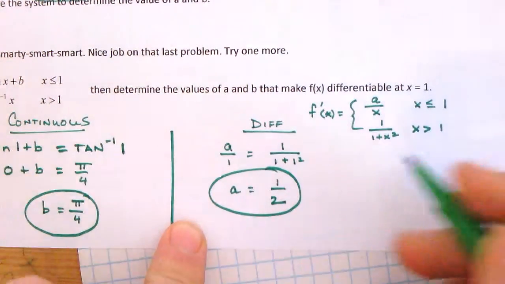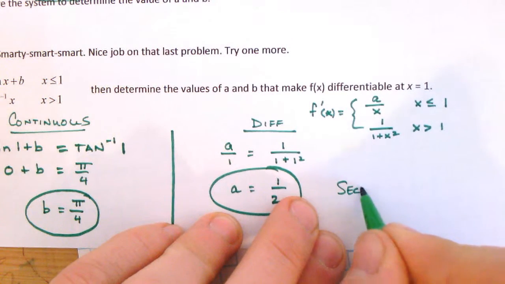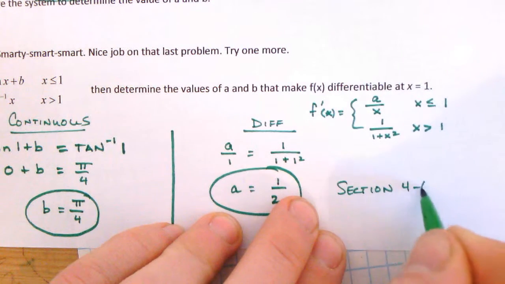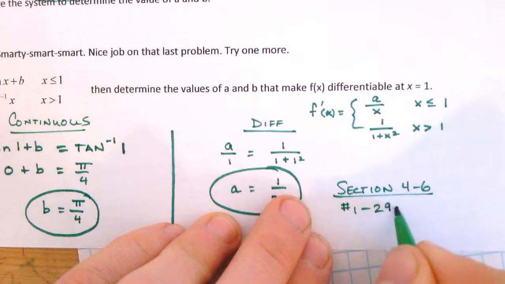Okay, and that concludes the lesson. Your assignment is to go to section 4-6 and then do numbers 1 through 29, the odds.